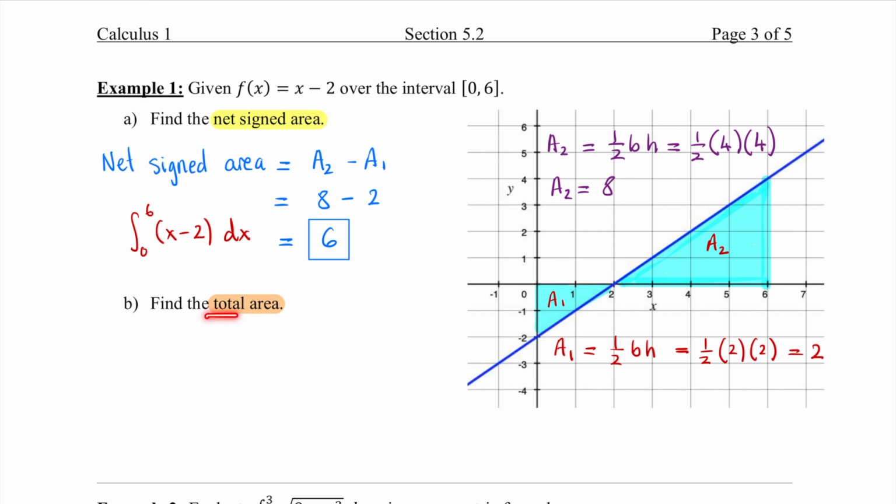To find the total area, I take A1 plus A2, which is 2 plus 8, which is 10. So the total area equals 10. And this represents the definite integral of the absolute value of the function f of x from 0 to 6.